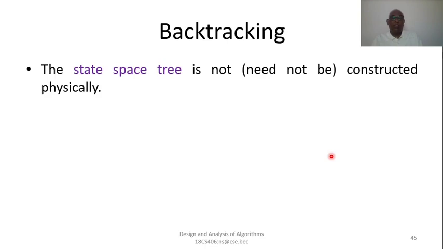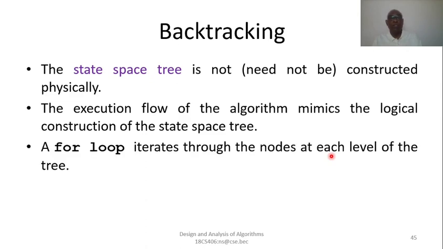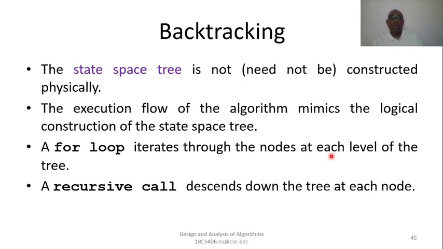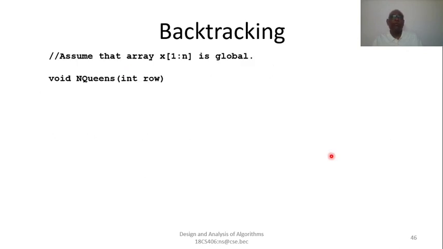And finally, we conclude by saying that the state space tree is not constructed physically, though it has been shown as if we are constructing the state space tree, even partially. Physical construction of the state space tree is not done. The execution flow of the algorithm mimics the logical construction of the state space tree, but it is never constructed physically. A for loop normally iterates through the nodes at each level of the tree, and a recursive call in the for loop descends down the tree at each node. Let's look at the outline of the algorithm.